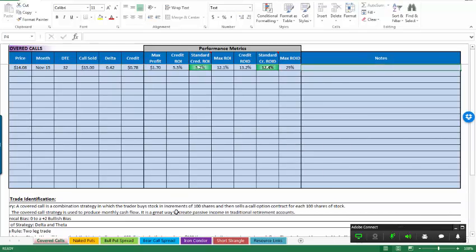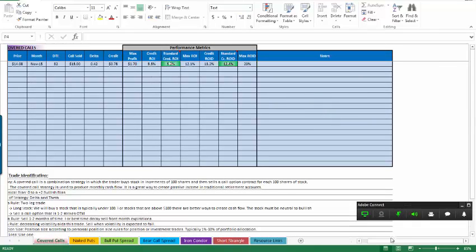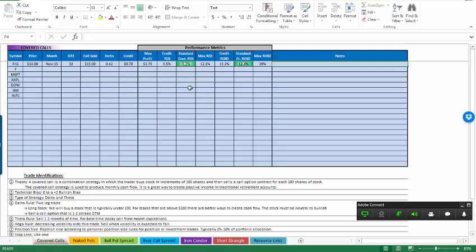Now what that does for me, and this is kind of the beauty of the spreadsheet, is it fills out all of the ROIs and does all of the calculations to let me know if it hits good standards for my trade. Well, the max profit is $1.70. The credit ROI, that's how much money you're making from the credit alone without making any money on the stock. Well, that's 5%. Okay? And this is on no margin, by the way. The max ROI is 12%.